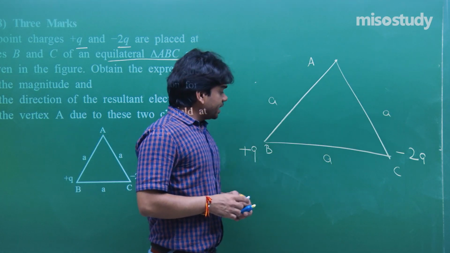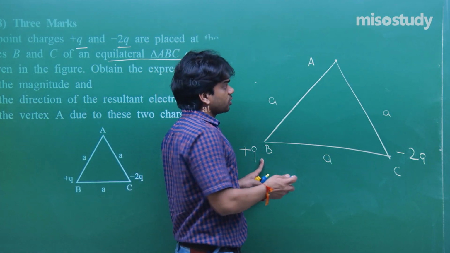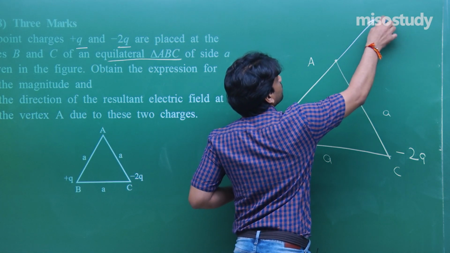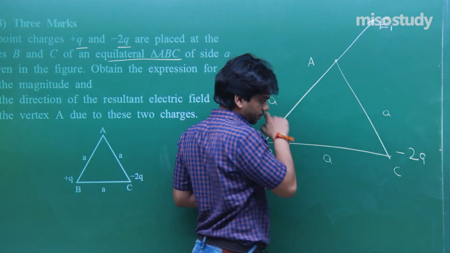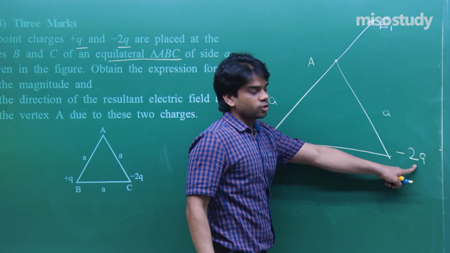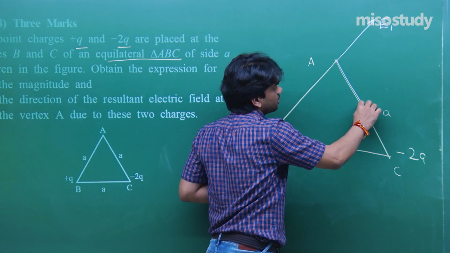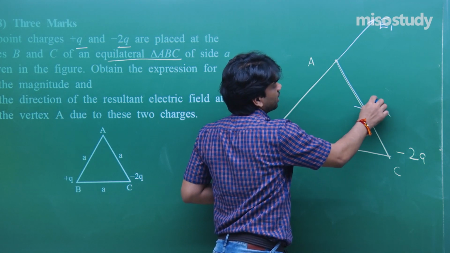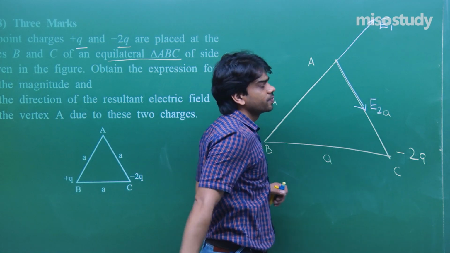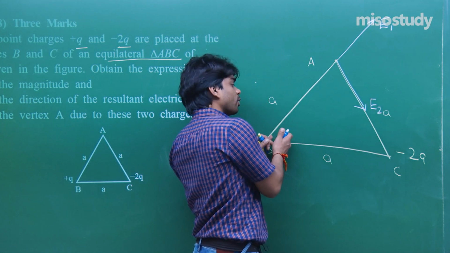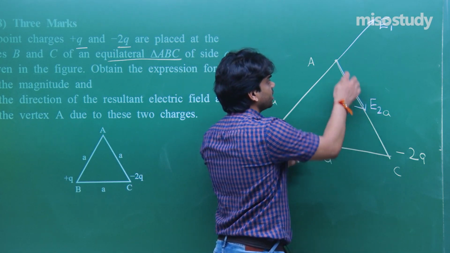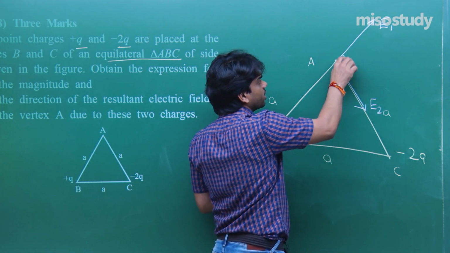First of all, you see the effect of field due to this charge plus Q. It will be along this line. Let me write this as E1, and the electric field effect due to minus 2Q charge will be along this sense, and let me write this as E2. Equilateral triangle, 60 degree, 60 degree, this will automatically be 120 degree.